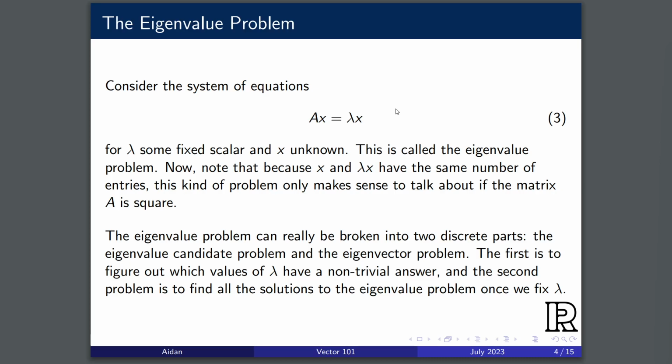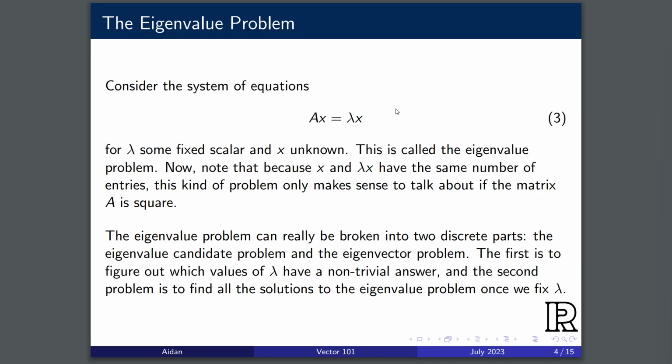And we want to see, first of all, if this system of equations has a solution, and if it does, what are the solutions? So this is the eigenvalue problem, as I said, but you can only phrase the eigenvalue problem if the matrix is square. So we're just going to talk about square matrices from now on.